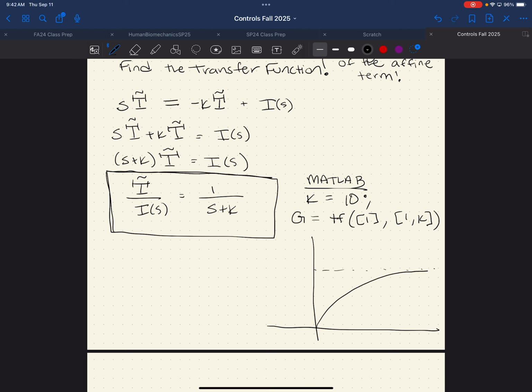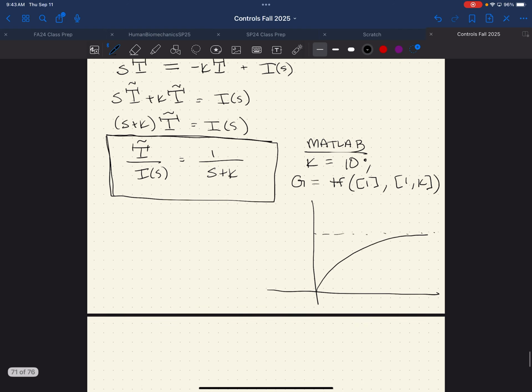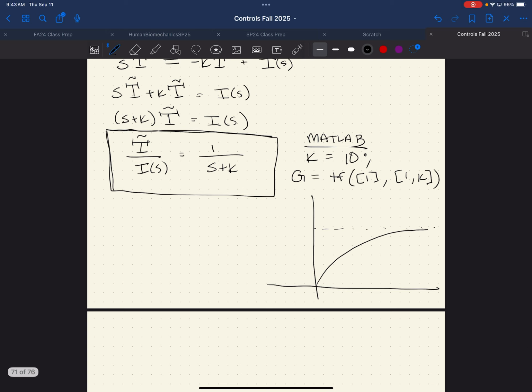this. Oh, no, I didn't simulate it yet. What do we do if we wanted to maybe give it a step input? Step G. Yep, step G. Very good.